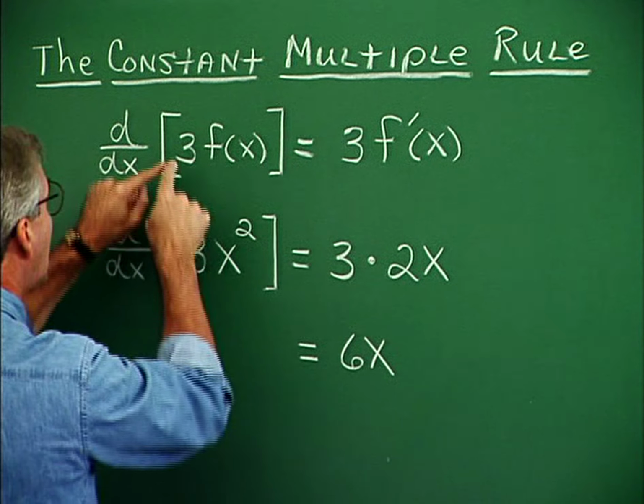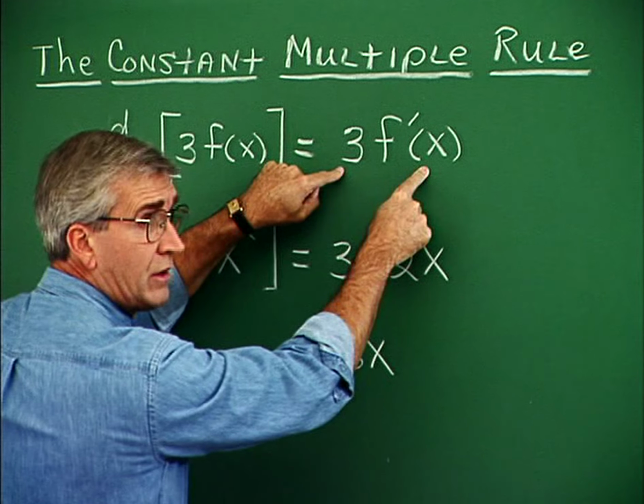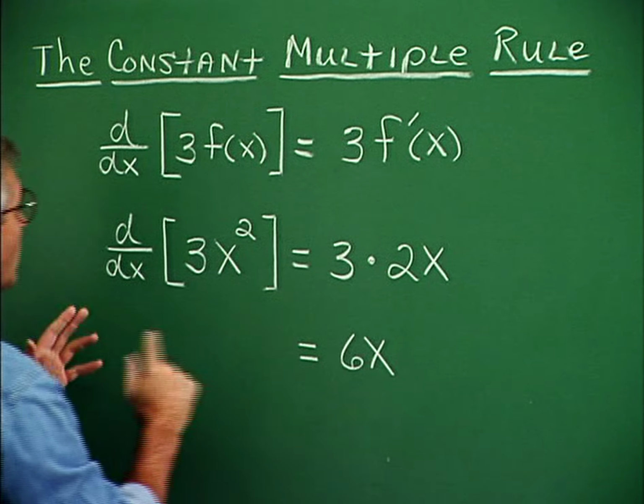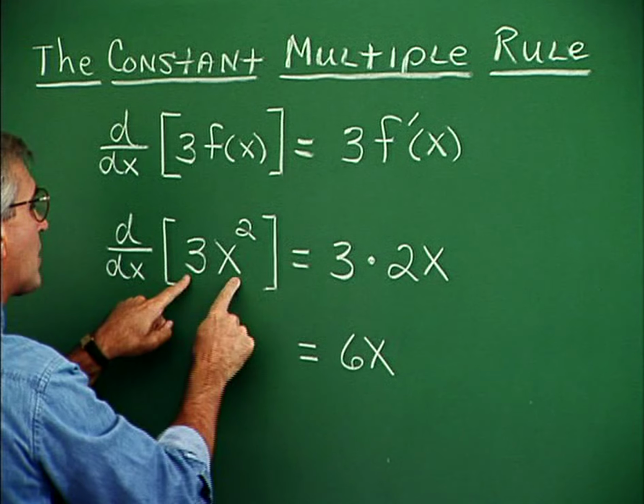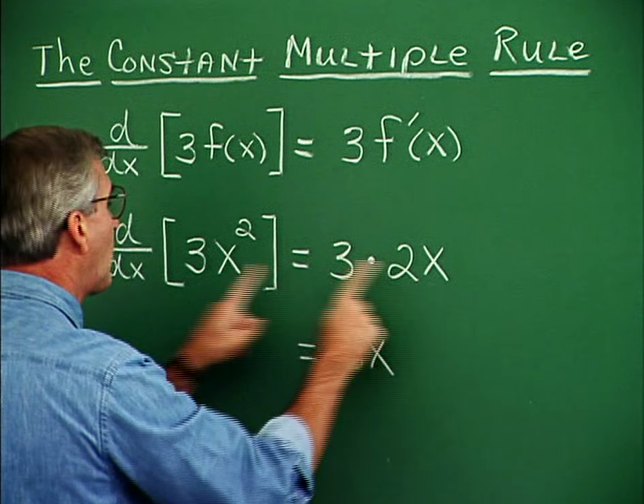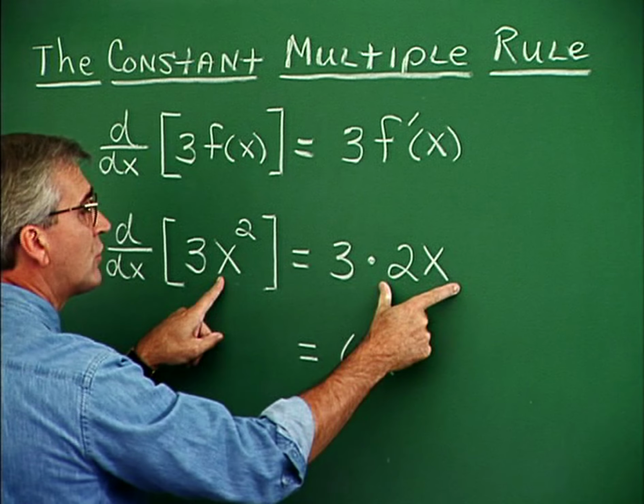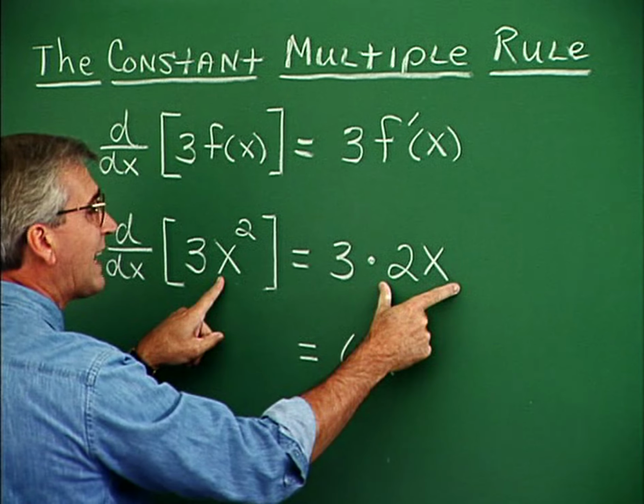It is the derivative of a, and we're going to think of this as a single term. That term happens to have a coefficient, so it's the coefficient times the derivative of the other part. And it works out like this. The derivative of 3x squared means 3 times the derivative of x squared. The derivative of x squared is 2x. And so 3 times 2x, 6x.